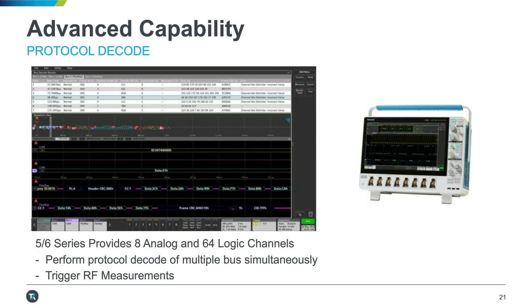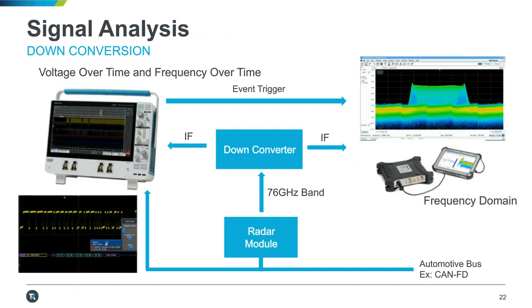So let's take a look here. In this example, you can see that we actually have the radar module sat on the bus of the vehicle, and we have the oscilloscope attached to the bus. And what we're doing is decoding the CAN FD bus, and we've set the oscilloscope to send a trigger on a specific message within that serial transmission, and when it receives that serial message, it'll send an event trigger to the spectrum analyzer to make a measurement.